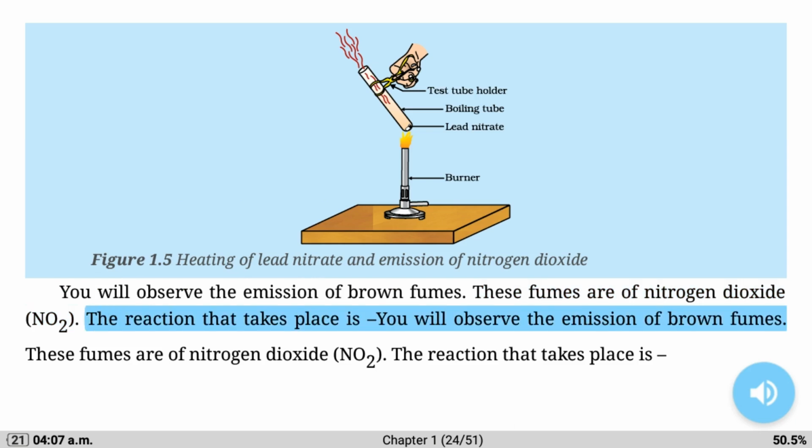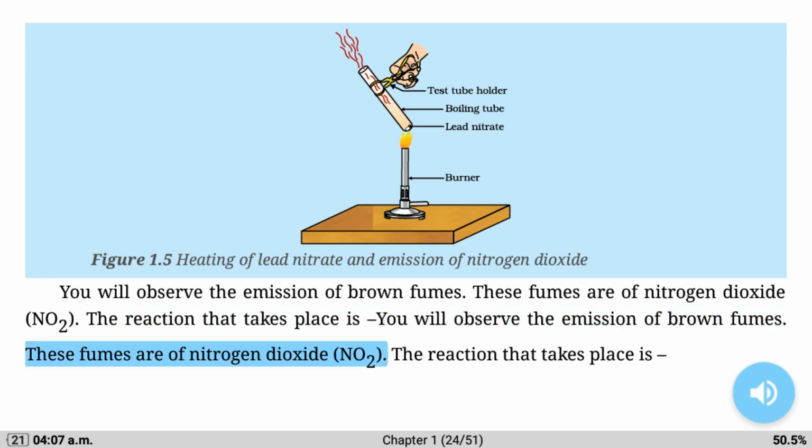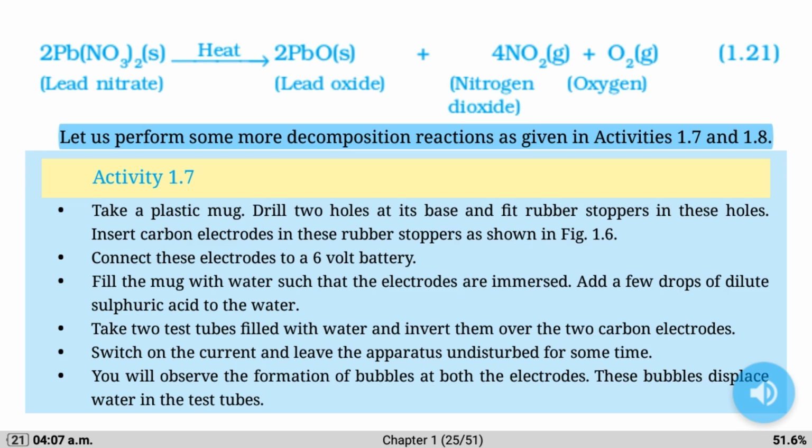The reaction that takes place is... Let us perform some more decomposition reactions as given in Activities 1.7 and 1.8.